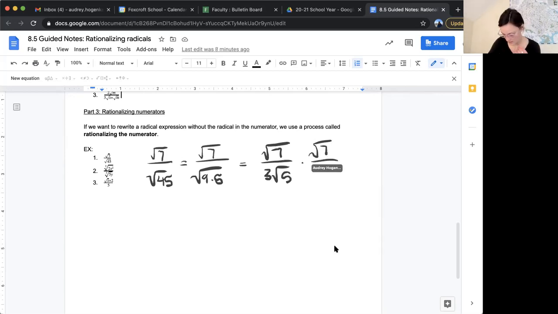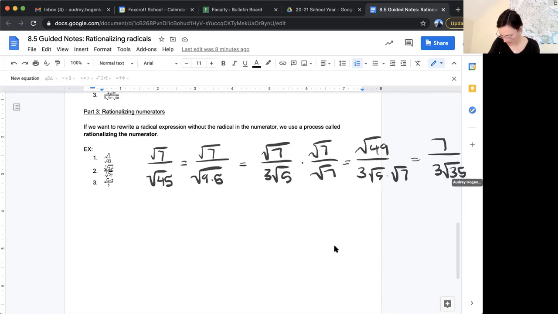So square root of 7 times square root of 7. That's going to give me square root of 49 in my numerator, which will ultimately be 7 and get rid of my radical as I wanted. And then in my denominator, I'm going to have 3 times square root of 5 times square root of 7. So I'm going to get 7 over 3 square root of 35. And as I hoped, the radical is now no longer in my numerator.